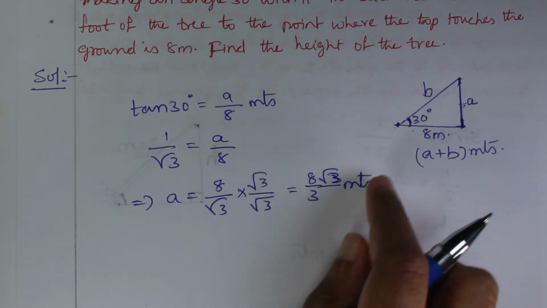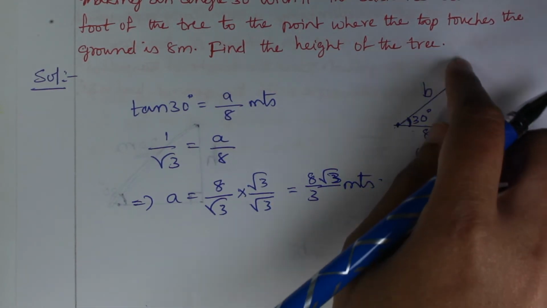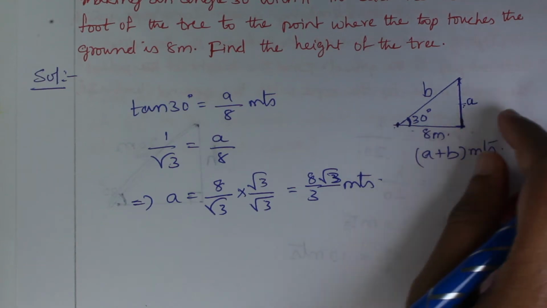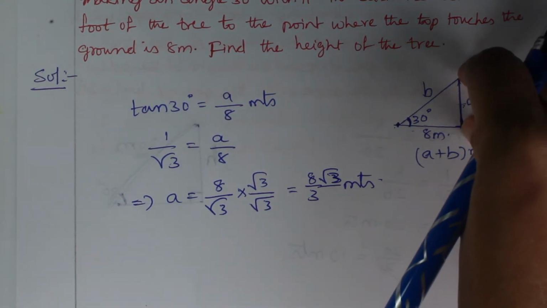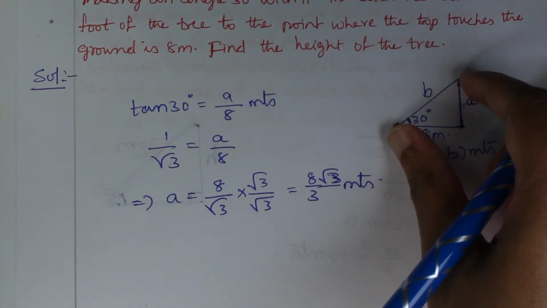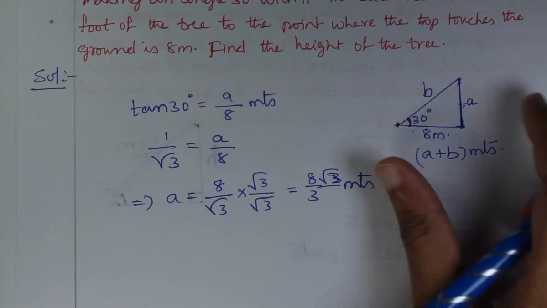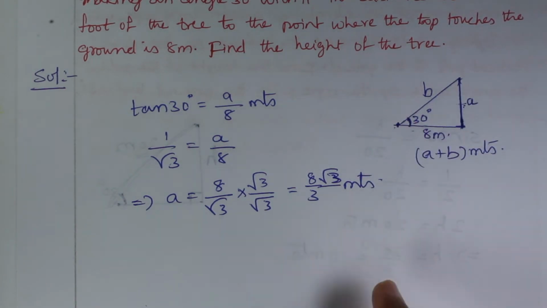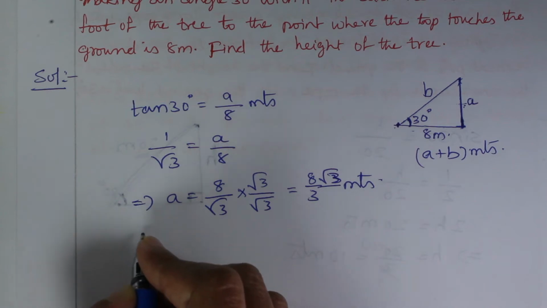Now we got the height of the part of the tree which is standing. Now we have to calculate the broken part of the tree, that is B.